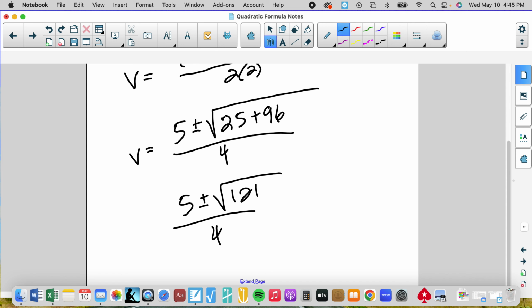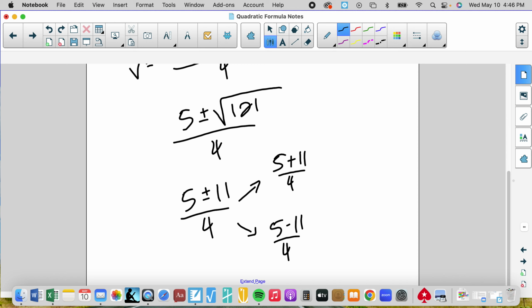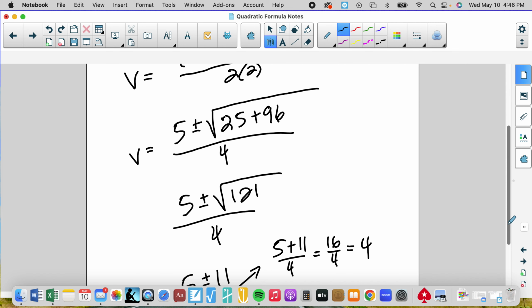121 over 4. We love it, because 121 is a perfect square. And now we're going to separate them. We have 5 plus 11 over 4, and we have 5 minus 11 over 4. That's what the plus or minus means. It means we're going to deal with plus 11 and negative 11. 5 plus 11 is 16 over 4, which gives me 4. 5 minus 11 is negative 6 over 4, which is negative 3 halves. So those are my two solutions.